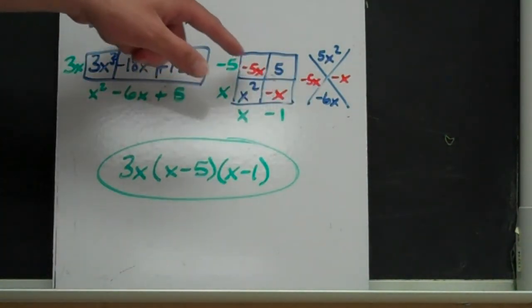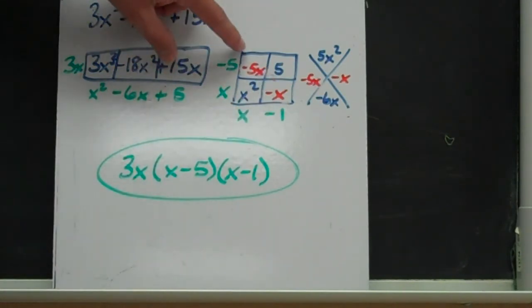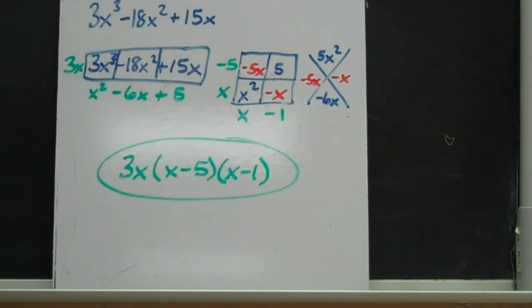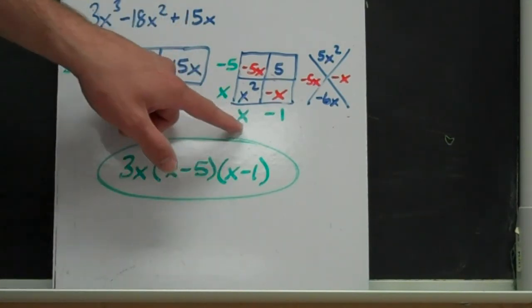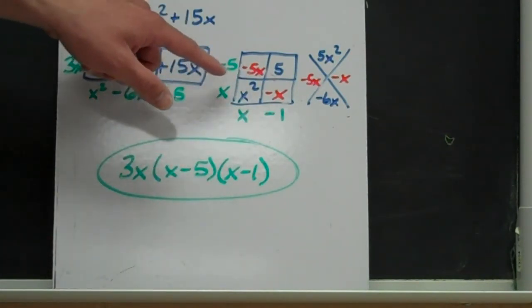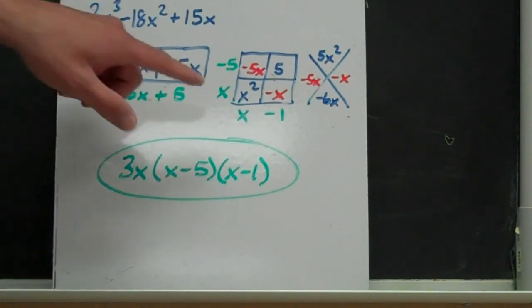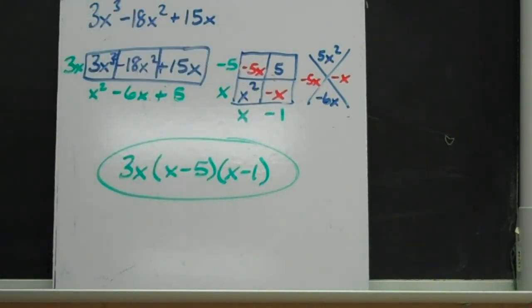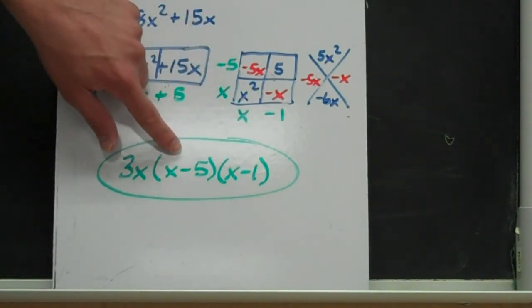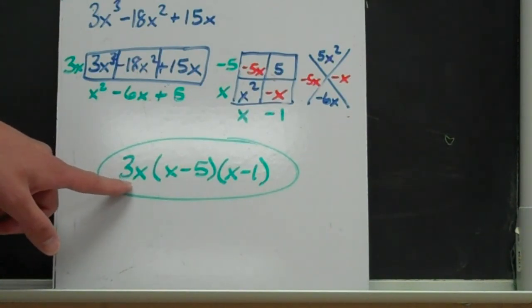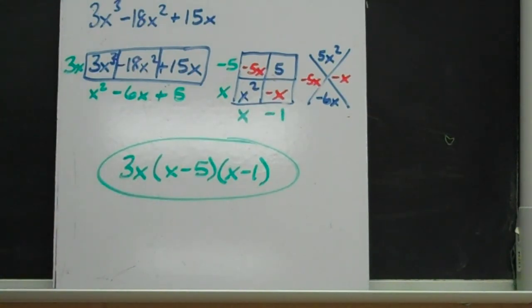So we put those in our rectangle, and we look at the first column. Negative 5x and x squared both have an x in common. X times x would give us x squared. X times negative 5 would give us negative 5x. And x times negative 1 would give us negative x. So our height is x minus 5. Our base is x minus 1. And we have the 3x out front that we factored out in the beginning of the problem. And that is our lesson on factoring.